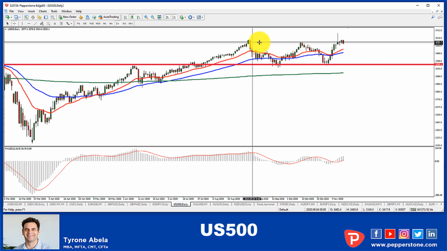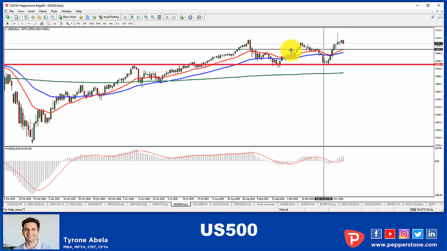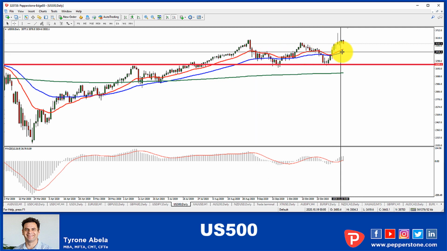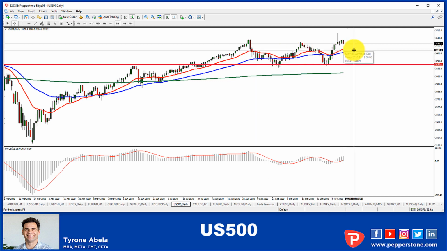But when it's so close to resistance, I think I'd rather go for the easier trade. And the easier trade here would be down to the 20 on a daily moving average, which is around that 34.50.